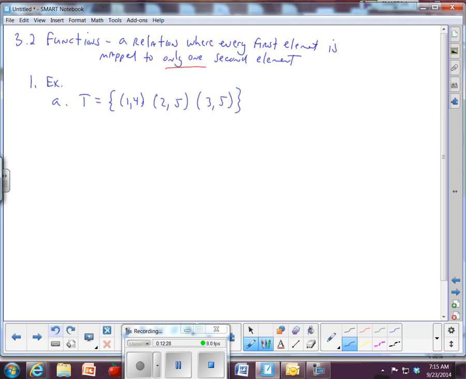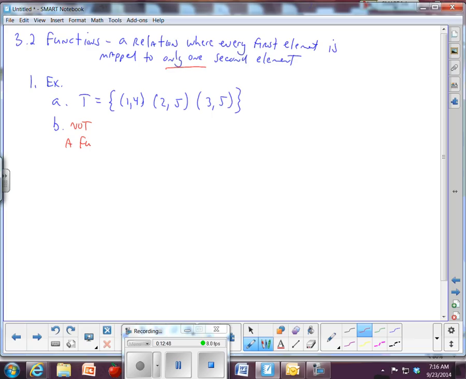I'll explain the reasoning behind that in just a moment, but that's an example of a function. And you can have all kinds of different pairs. It really doesn't matter as long as no first element is listed more than once. B here, this one is not a function.